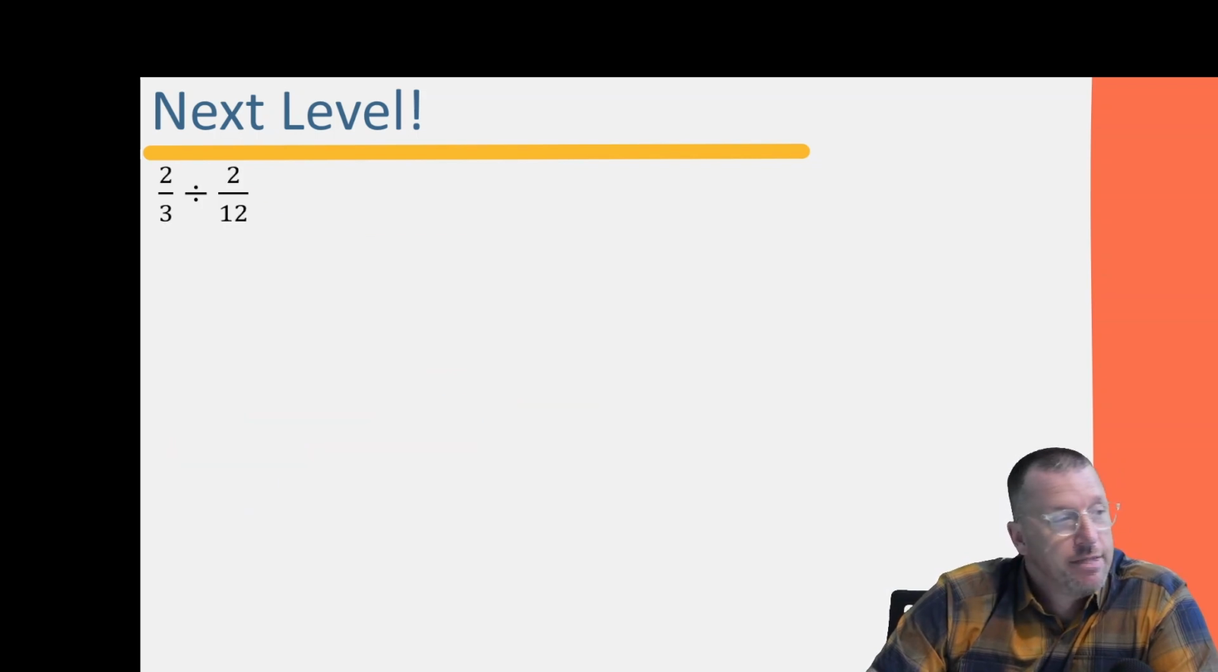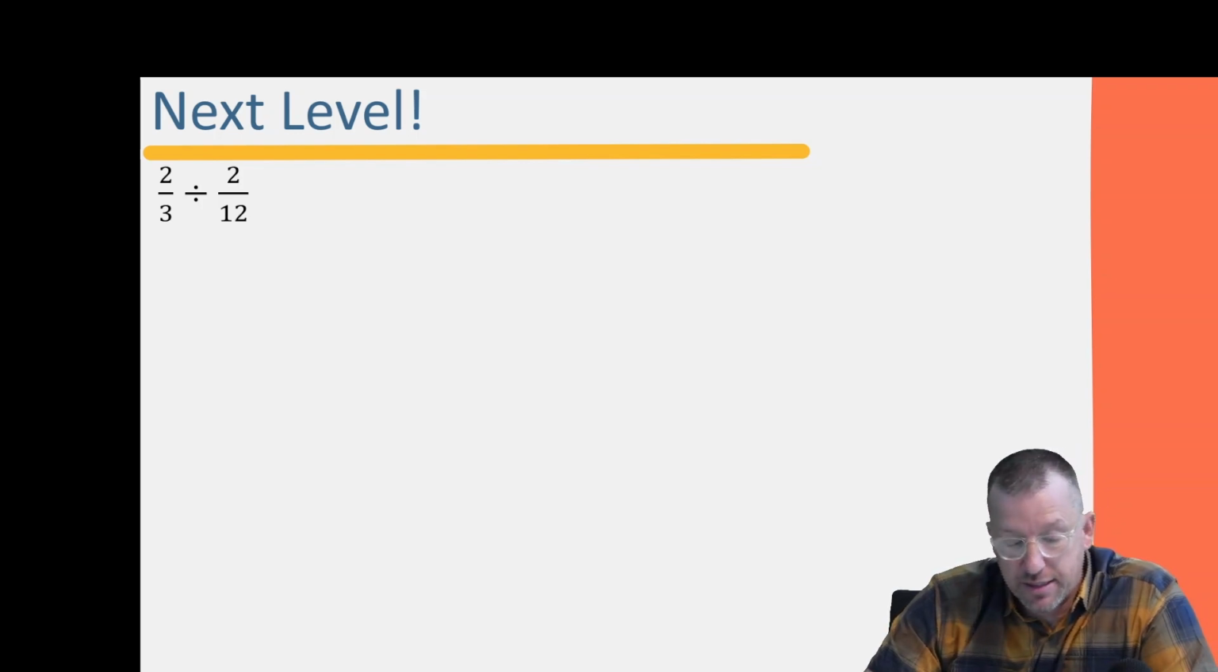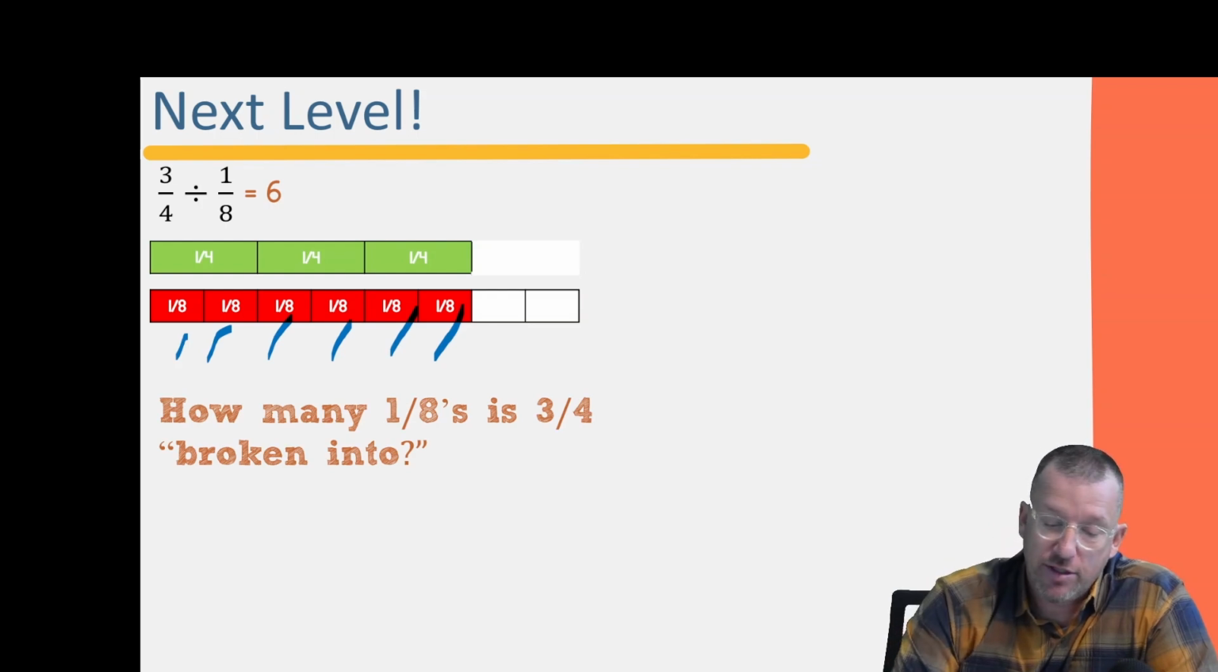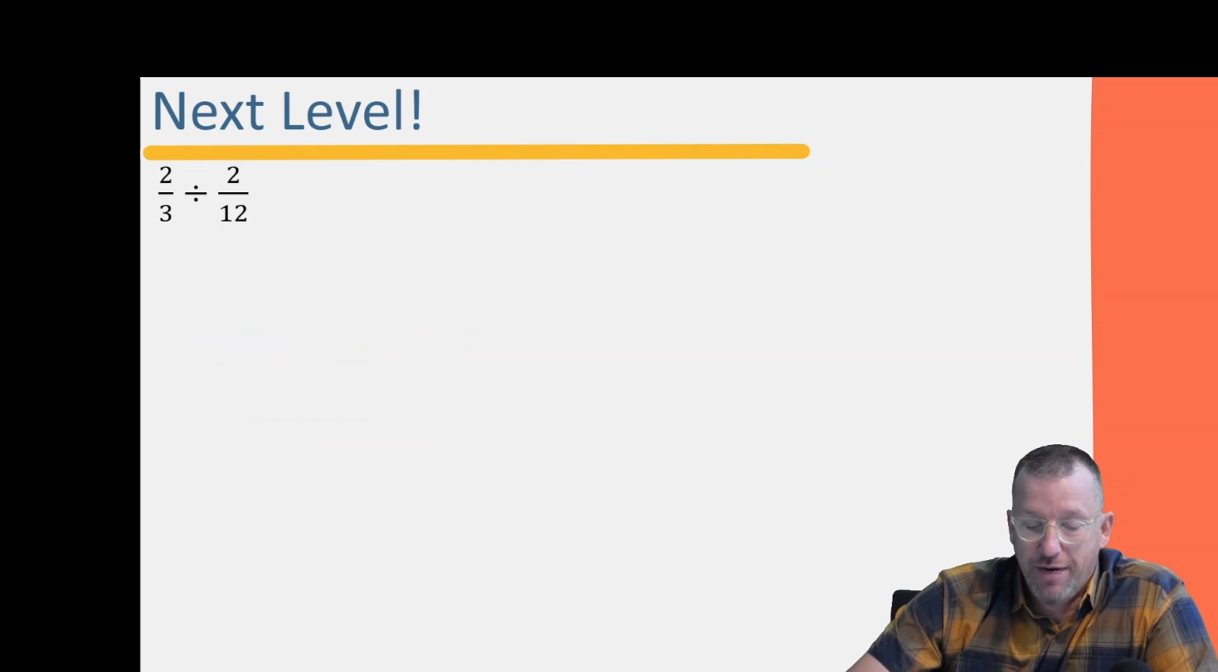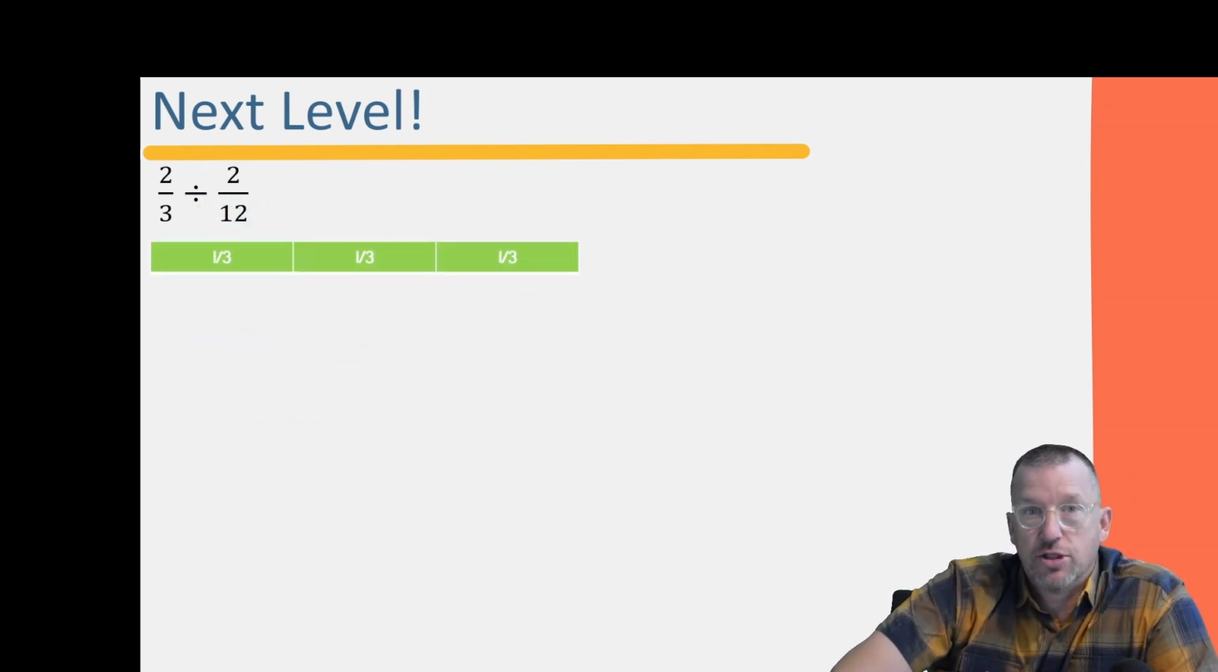Not that hard, is it? Well, let's look at this. What if we have 2 thirds and we're dividing it into 2 twelfths? Okay, so next level. The reason this is next level is because everything we've done so far has had a 1 at the top of whatever we're breaking it into. So now we're going to ask ourselves what 2 thirds broken into 2 twelfths looks like.